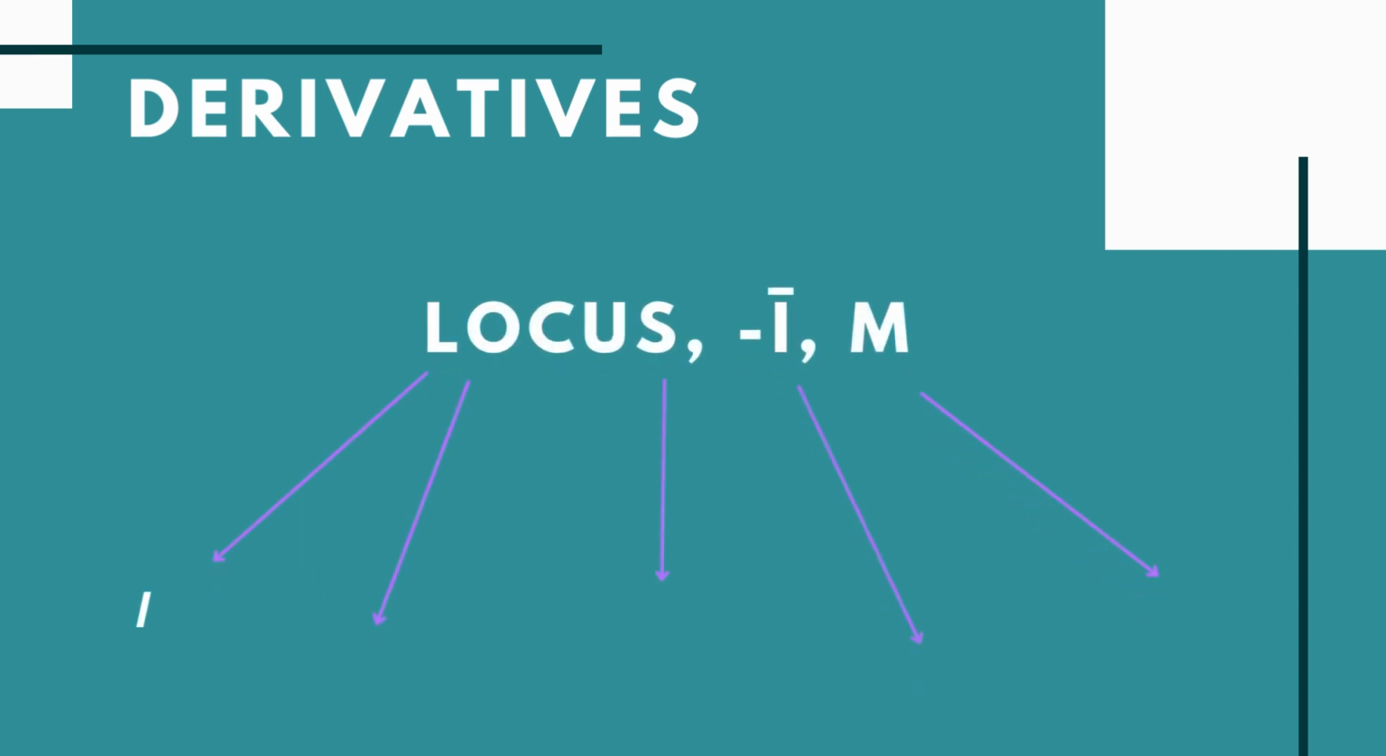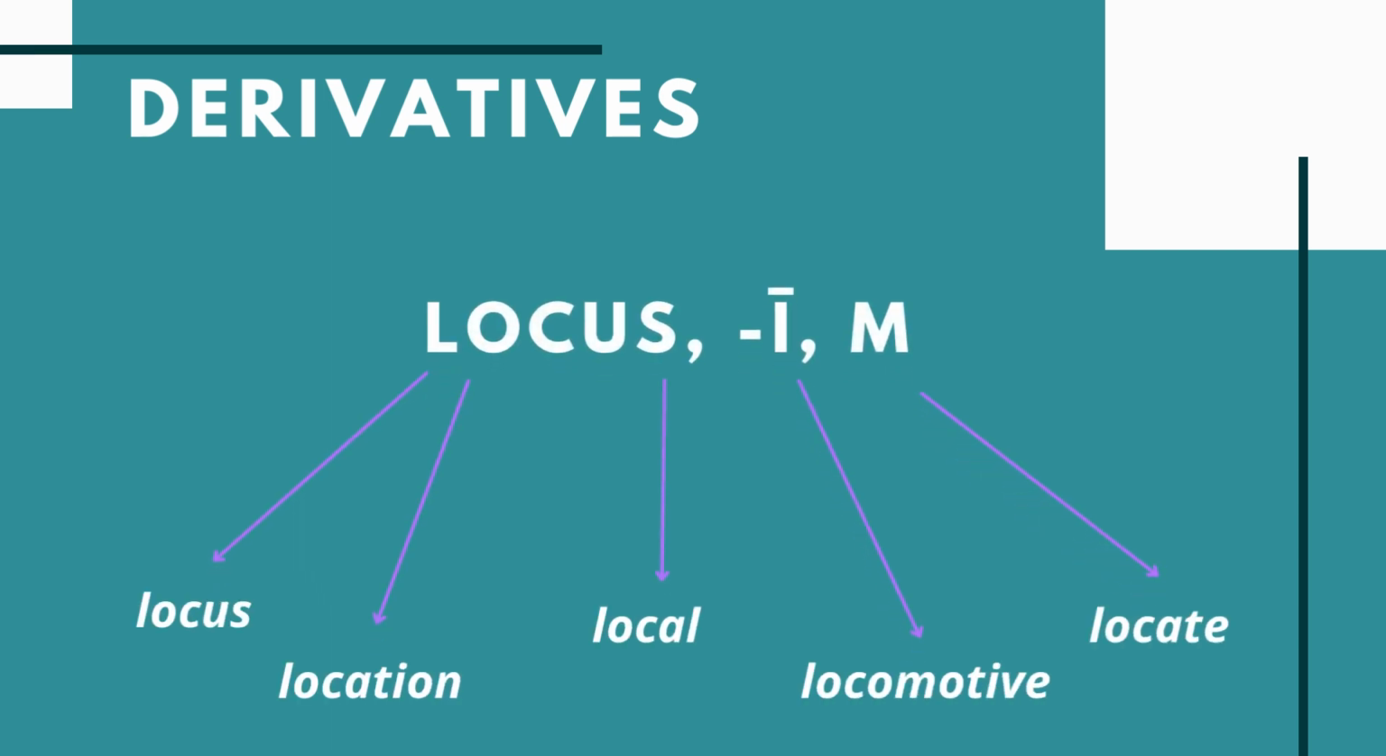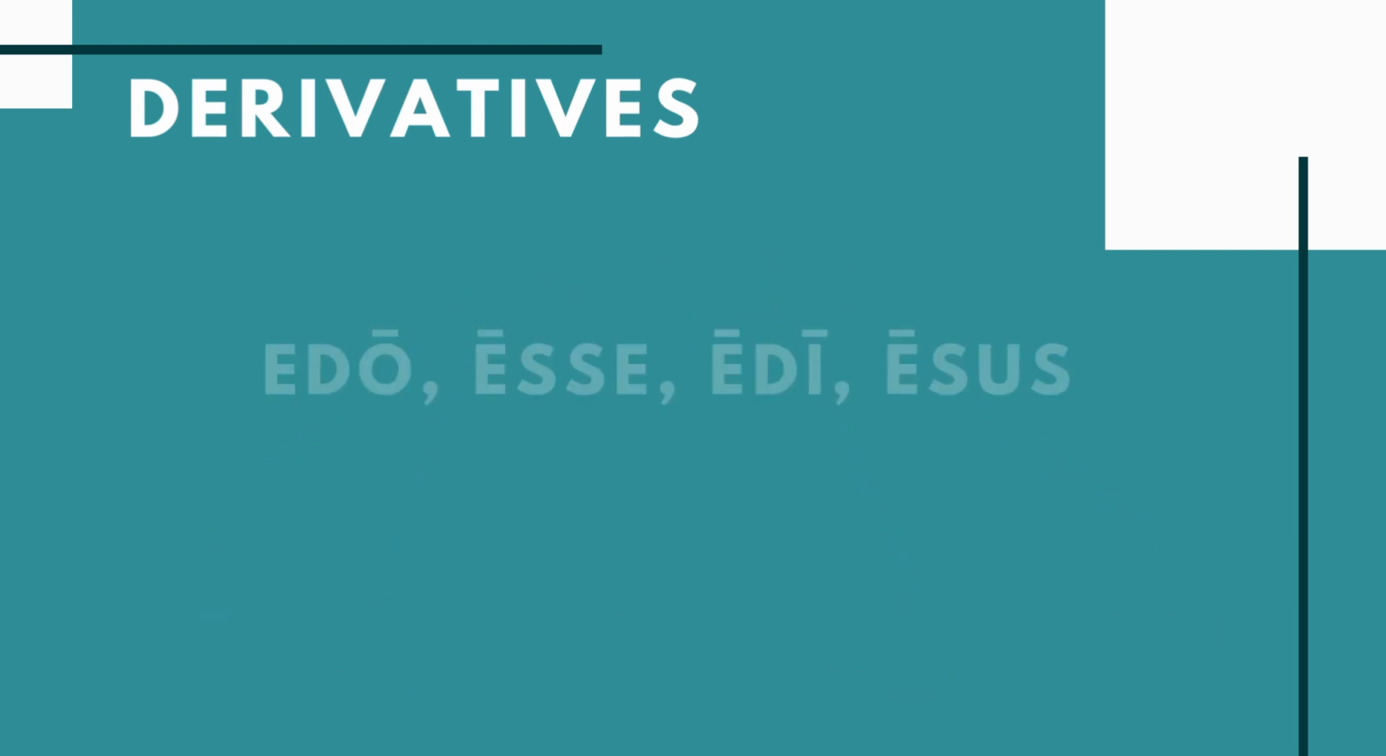The next word we want to look at is locus, which means place. Now, this is actually an interesting word in Latin because it gives us a lot of English derivatives. You get words like locus, which you actually can say in English. It means a place. Location, local, locomotive, locate. They all come from this one Latin word. So it's a good one to know just so you can see all the English derivatives that come from it.